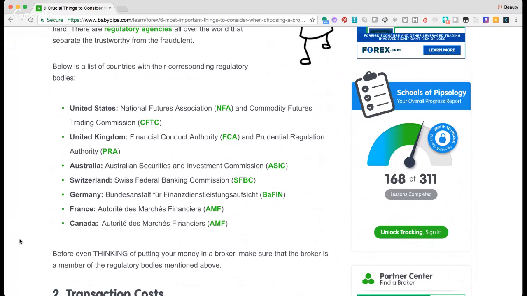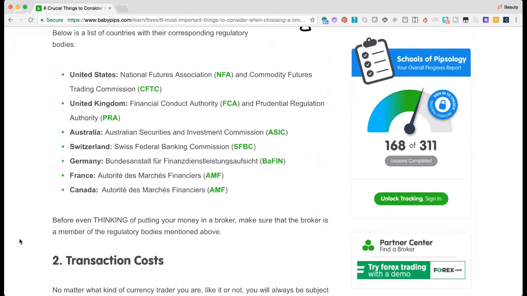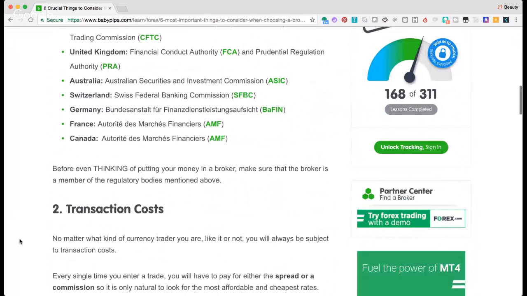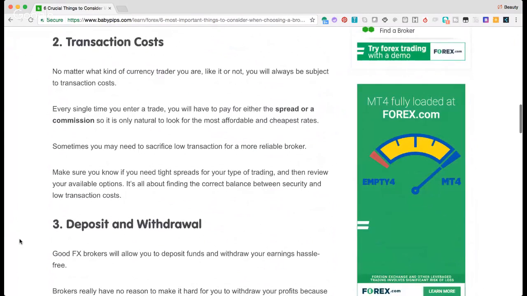I think it's Marché, by the way, someone correct me. Before even thinking of putting your money in a broker, make sure that the broker is a member of the regulatory bodies mentioned above.